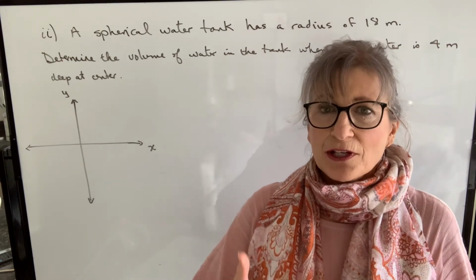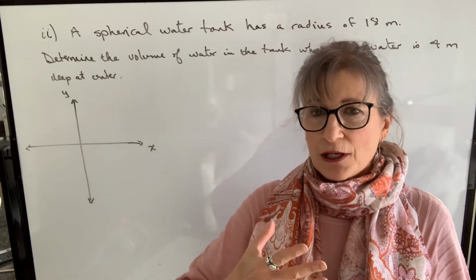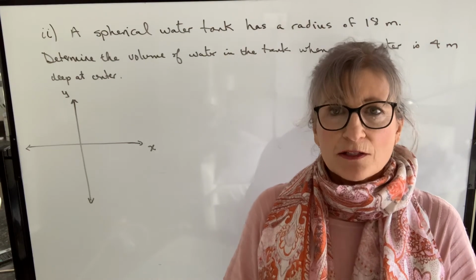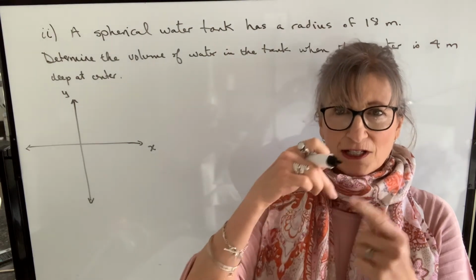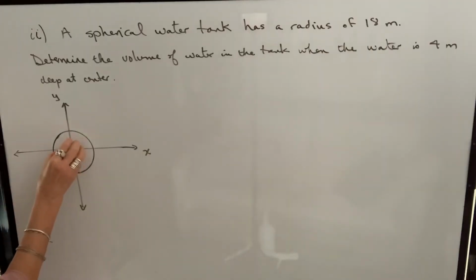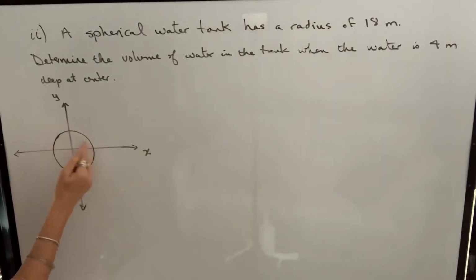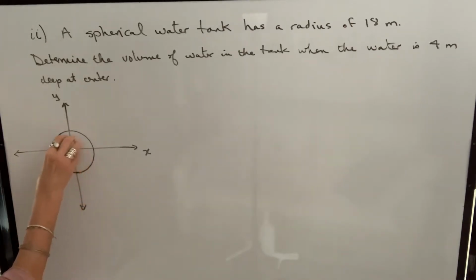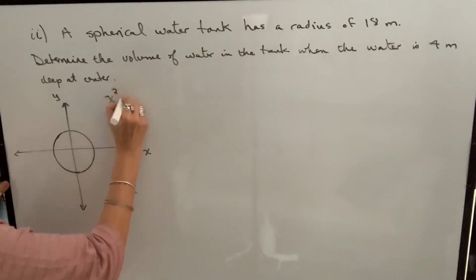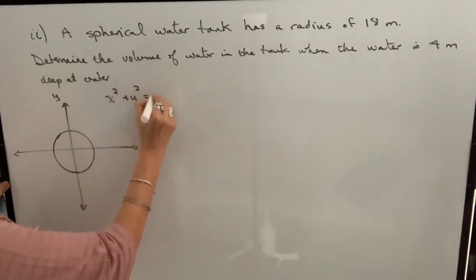So if we think about how we can describe the volume of a sphere, the way that we could do that is we could take a circle and rotate it around the y-axis. Then it becomes a sphere. If we were to take this circle and rotate it about the y-axis, it would become a sphere. Now, we need a function. We need to be able to describe this in terms of x and y. And the function for a circle is x squared plus y squared equals r squared.